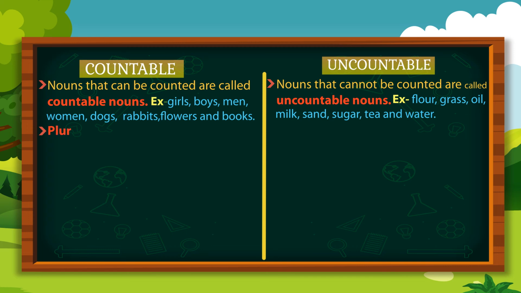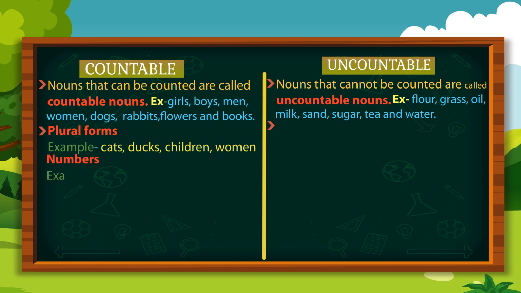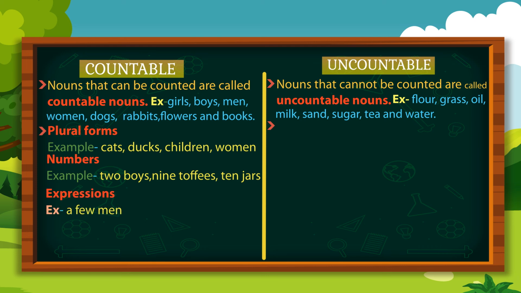Countable nouns have plural forms. For example, cats, ducks, children, women. For countable nouns, we use numbers such as 2 boys, 9 toffees, 10 jars. We use expressions also such as a few men, many horses, several children, a large number of people.